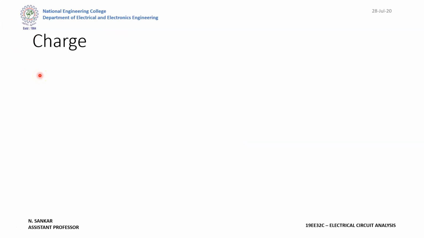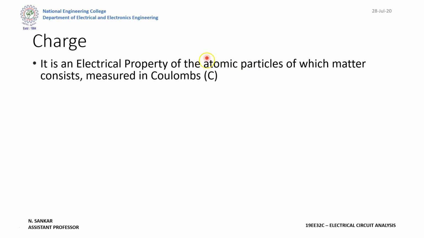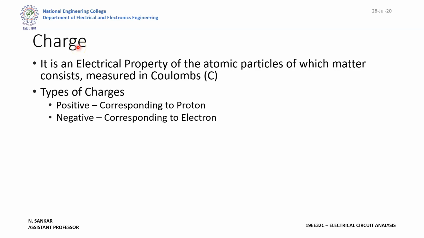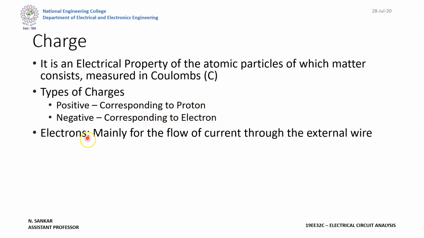If you take any particle or any matter, it is mainly made up of atoms. If you want to represent the electrical property of an atom, then we represent it in terms of charge, either a positive charge or a negative charge. Positive charge is mainly due to the proton, and negative charge is mainly due to the electron. In this subject we will mainly represent electrons as a flow of current through any external wire.